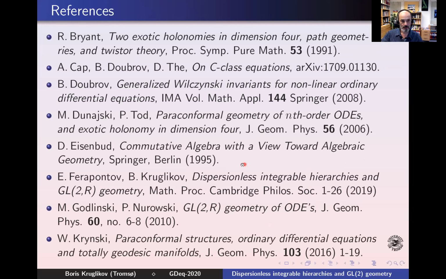Okay, so that's the references. Yes, Eisenbud, I forgot about it. This book of Eisenbud contains a lot of commutative algebra, but it's like 600 or 700 pages, so browsing through it is not easy. That's our paper with Evgeny Ferapontov, and the details are there, of course, on arXiv. Okay, so thank you very much for your attention.